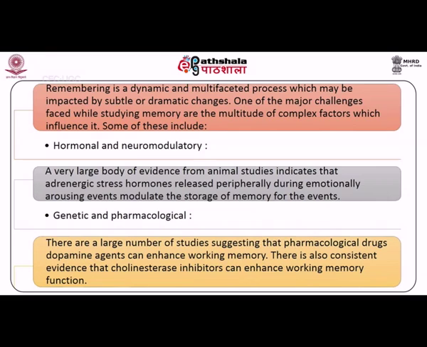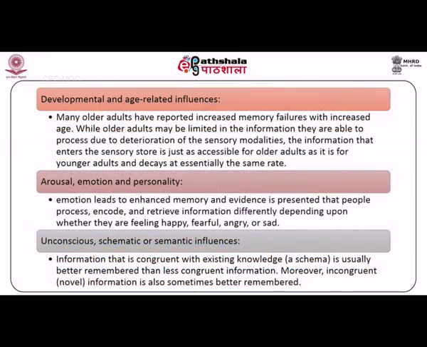The next category is the genetic and pharmacological. There are a large number of studies suggesting that pharmacological drugs, that is the dopamine agents, can enhance working memory. There is also consistent evidence that cholinesterase inhibitors can enhance working memory function. Developmental and age-related influences: many older adults have reported increased memory failures with increased age. While older adults may be limited in the information they are able to process due to deterioration of the sensory modalities, the information that enters the sensory store is just as accessible for older adults as it is for younger adults and decays at essentially the same rate.